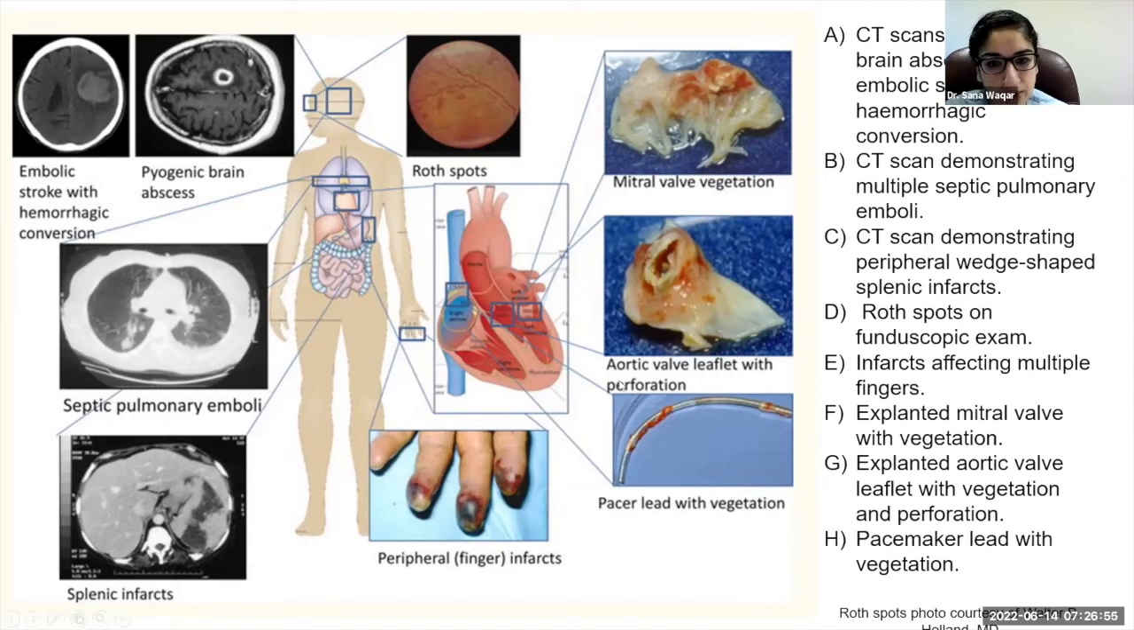This is a picture of a pacer lead with vegetation. This can be present with or without a vegetation on the heart valve. In these patients, usually removal of the device is curative, plus obviously 6 weeks of antibiotics to mop up any remaining bacteremia. But it's very hard to salvage these cardiac devices, and that's why we need our electrophysiology colleagues to help us remove these devices.